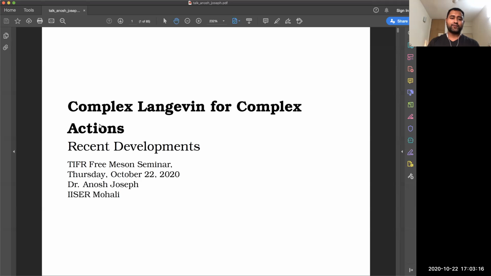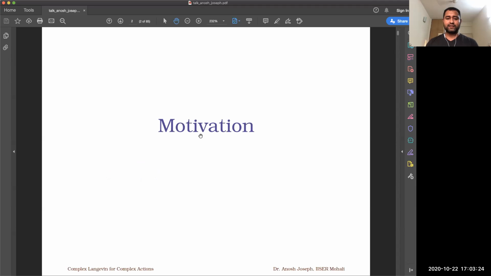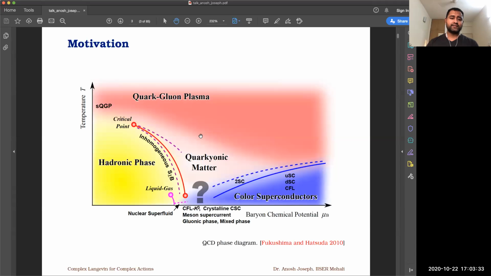So the title of my talk is Complex Langevin for Complex Actions, Recent Developments. Let me start with motivation. Why do we want to study models with complex actions using complex Langevin dynamics? The main motivation is the phase diagram of QCD.